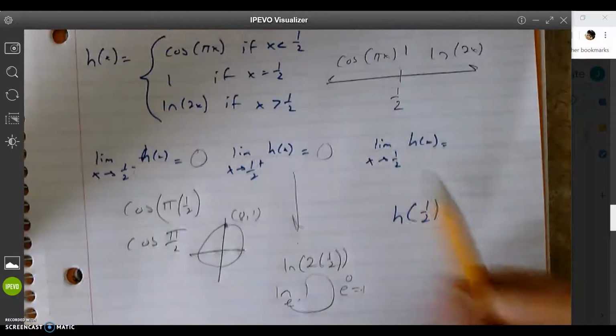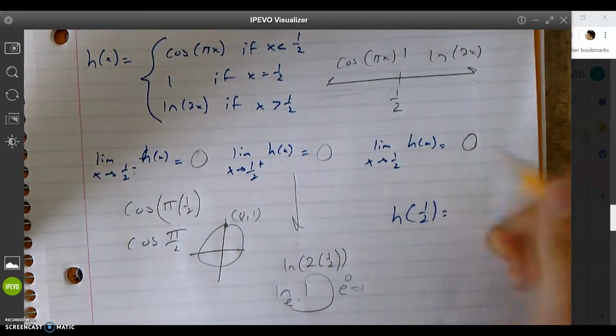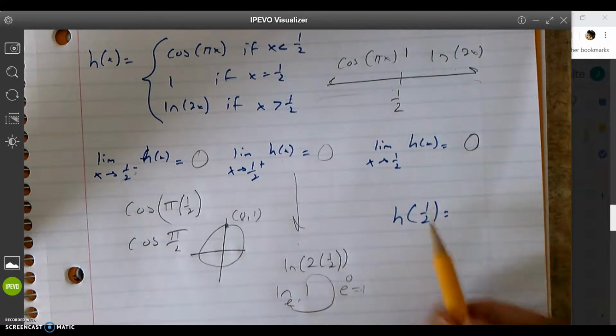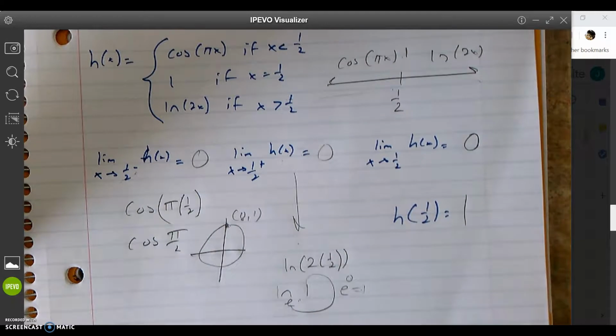Cool. So limit as x approaches 1/2 from both sides. Since you're approaching 0 from the left and the right, from both sides is also 0. And what is the point at 1/2? That is 1. Bam. Got it.